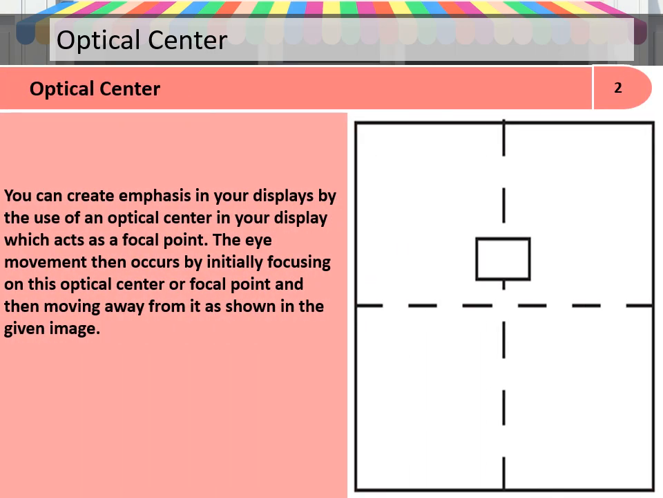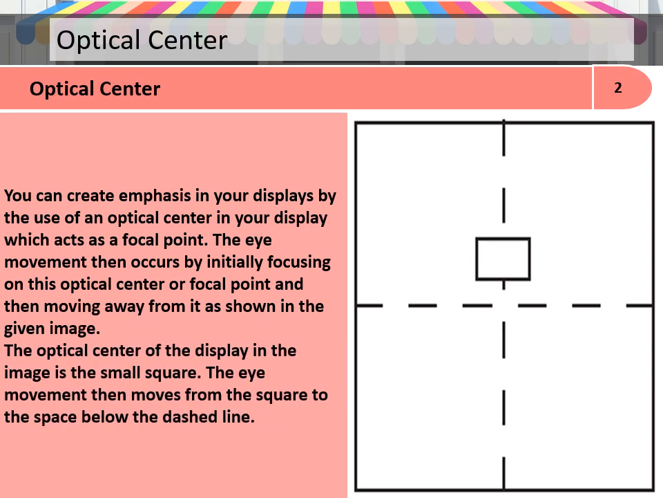Number 2, optical center. You can create emphasis in your displays by the use of an optical center in your display, which acts as a focal point. The eye movement then occurs by initially focusing on this optical center, or focal point, and then moving away from it as shown in the given image. The optical center of the display in the image is the small square. The eye movement then moves from the square to the space below the dashed line.